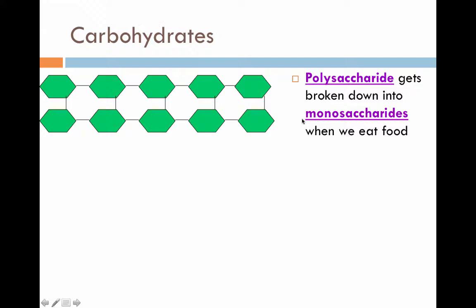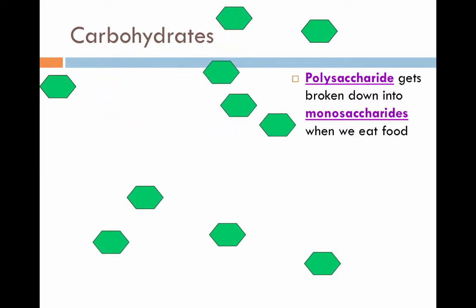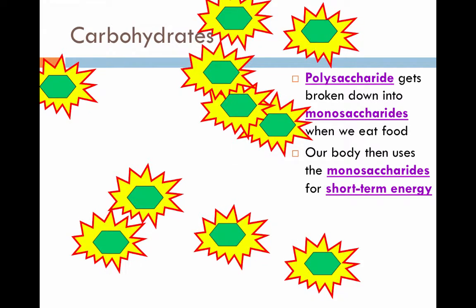Let's pretend I eat a piece of pizza. And pizza has crust, and crust is made of bread, and bread is a carbohydrate. Specifically, it's a polysaccharide. Polysaccharides get chewed up in our mouth, get digested in our stomach and our small intestines, and they get broken down into the smallest unit called a monosaccharide. Our cells then use the monosaccharide for short-term energy. This is why we eat carbohydrates.